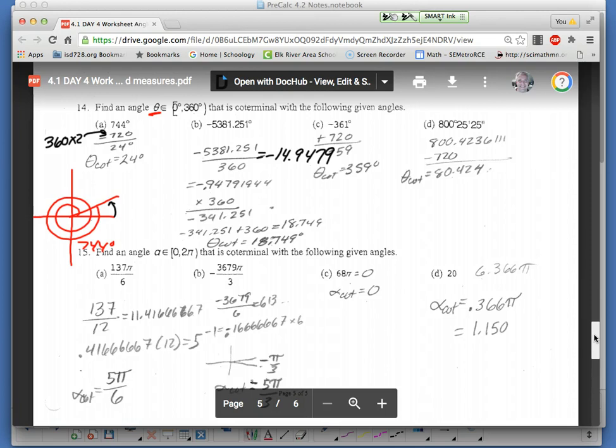So I just got to catch up in my calculator, times 360, and I get negative 341.251. That's what I get. Okay.